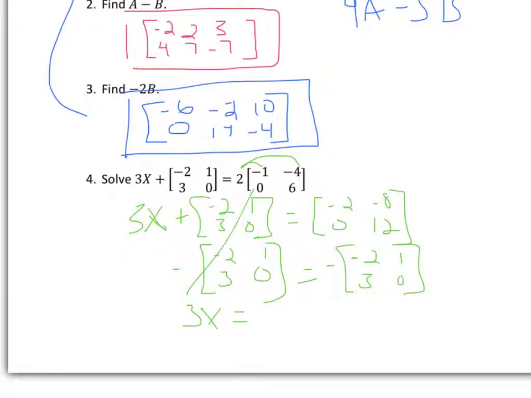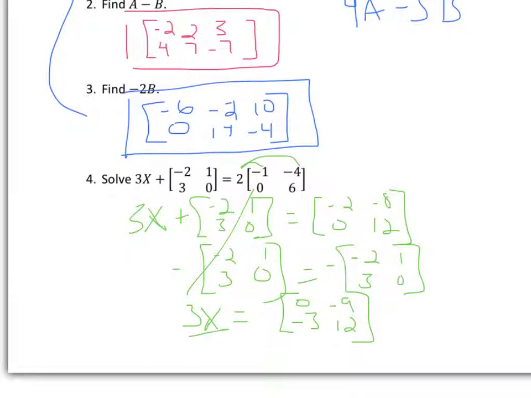But on this side, we have to actually subtract our two matrices. Negative 2 minus negative 2 is 0. 0 minus 3 is negative 3. Negative 8 minus 1 is negative 9. And 12 minus 0 is 12. So we've got 3 times the matrix x equals that matrix on the right.